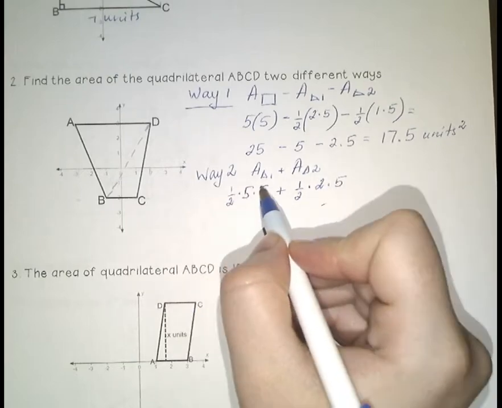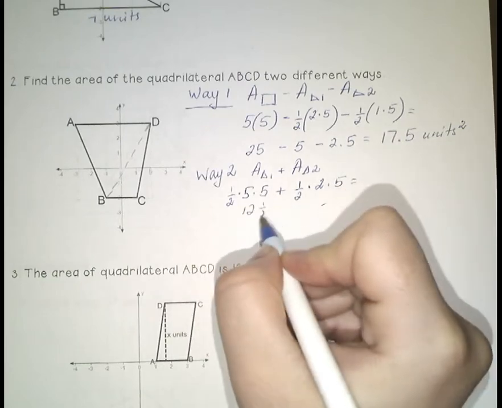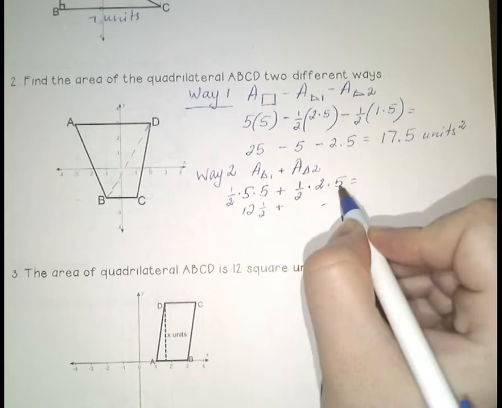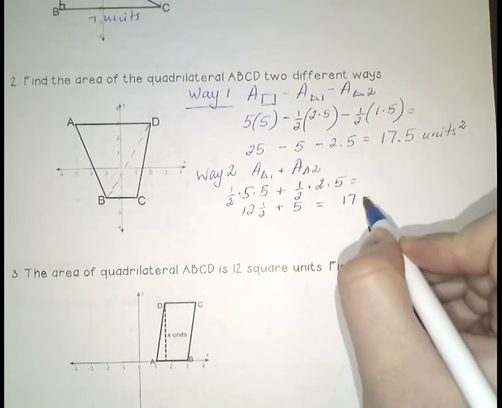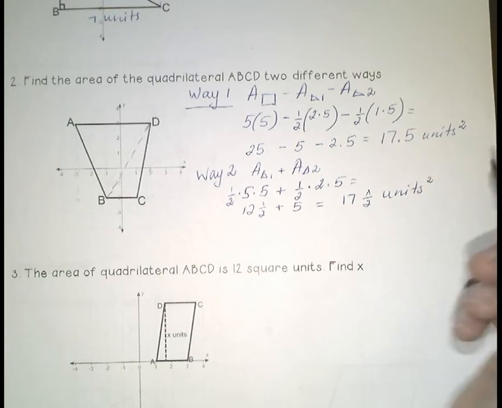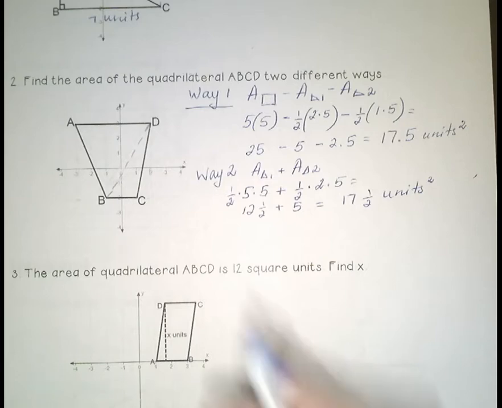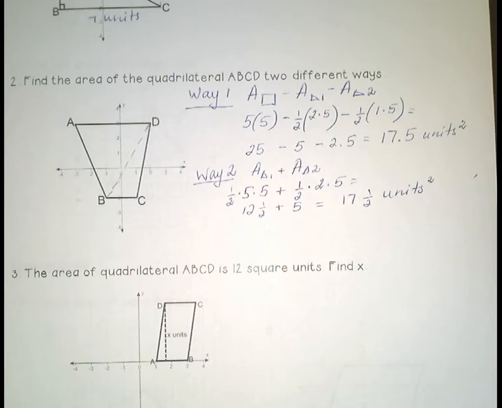Okay, so here we have half of 25, which is 12.5. And here we have half of 10, which is 5. That makes it 17.5 units squared. Exactly the same thing. So you can decide which way you like best. I like doing less work, so combining areas of two triangles, that's my favorite one. But you can figure out for yourself which way you like most.